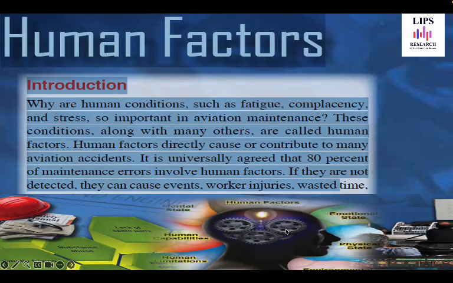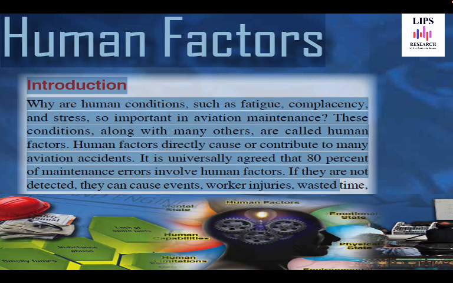Hi, my name is Tejinder Kaur, and I'm about to present this presentation on human factors in aviation safety. Definitely the first question that arises as we talk about this topic is why the human factor is actually important.